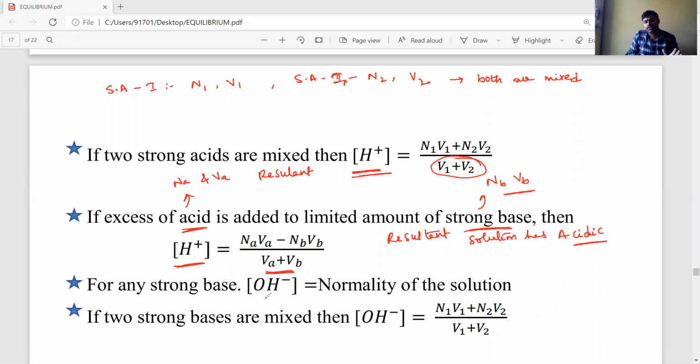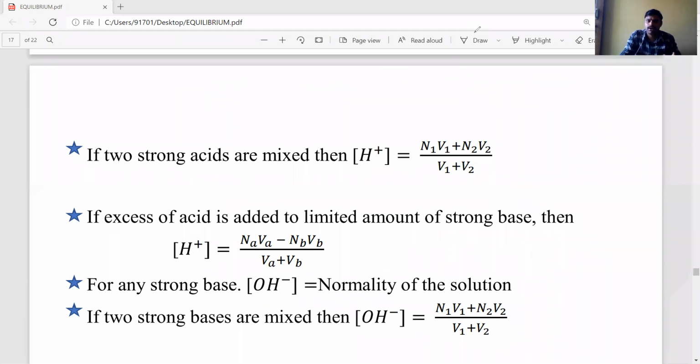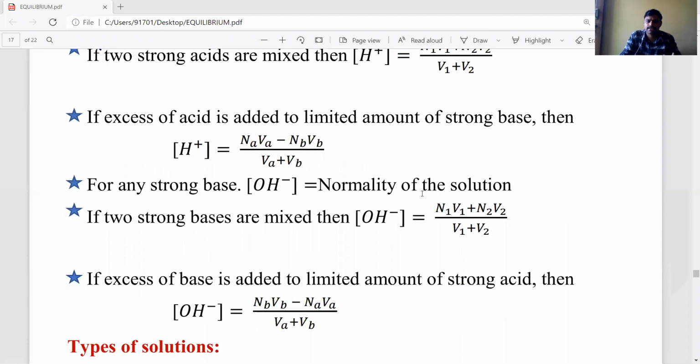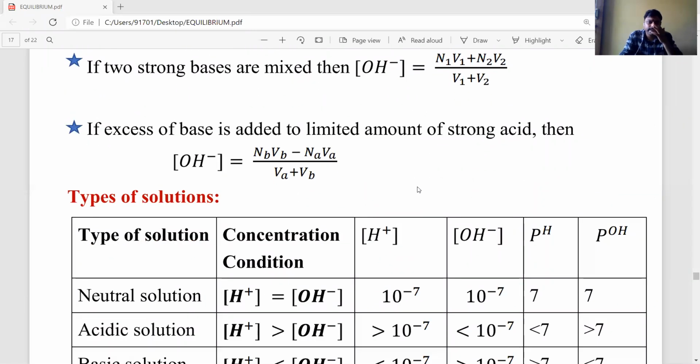Now in the same way, bases. For bases, the OH- ion concentration is expressed in terms of the normality of the solution. For example, if two strong bases are mixed, then the resultant OH- ion concentration is equal to (N1V1 + N2V2) / (V1 + V2).